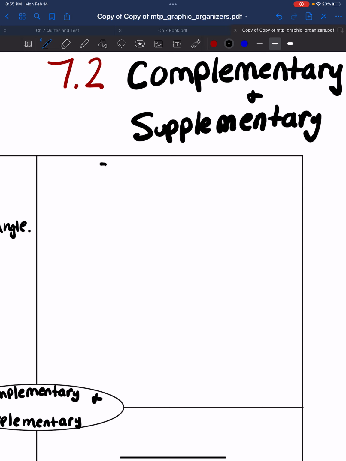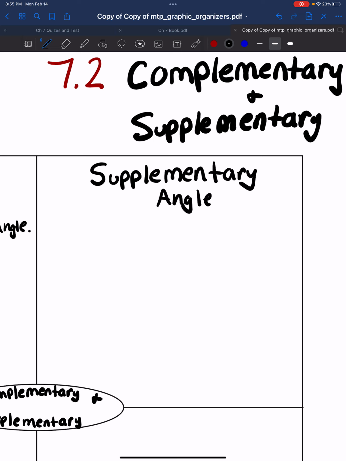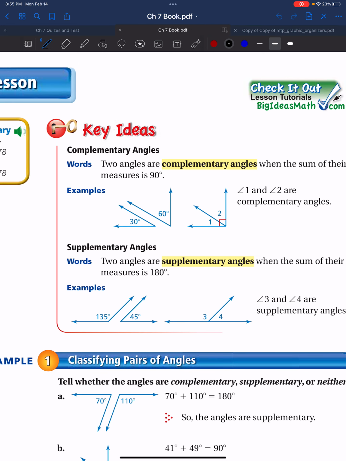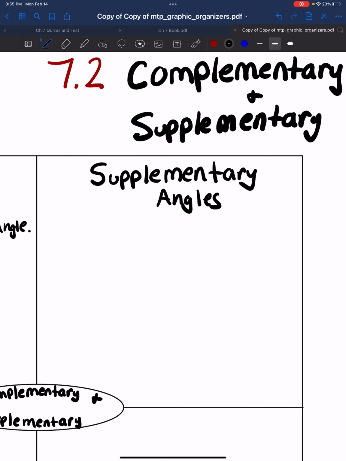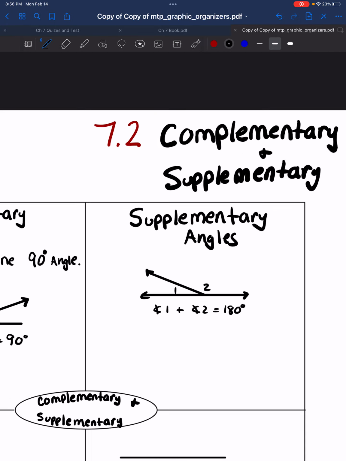So over here we're going to say supplementary. Okay, so supplementary angles are, like we said, when two angles come together to form 180 degrees. So here's my straight line, 180 degrees. And this guy came here, and those two angles together, so I'm going to say that's 1 and this is 2. I'd say angle 1 plus angle 2 equals 180 degrees. Two angles form a 180-degree angle.